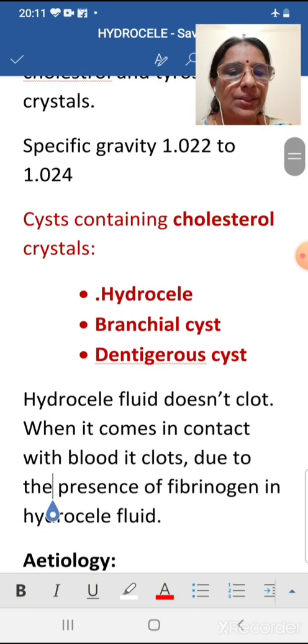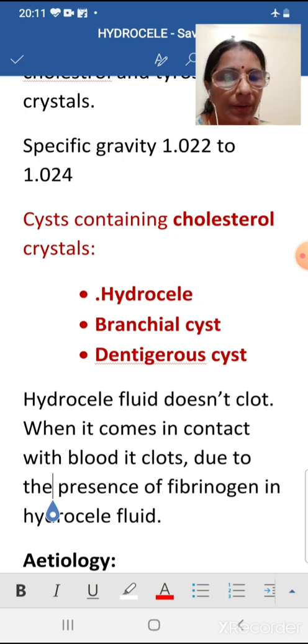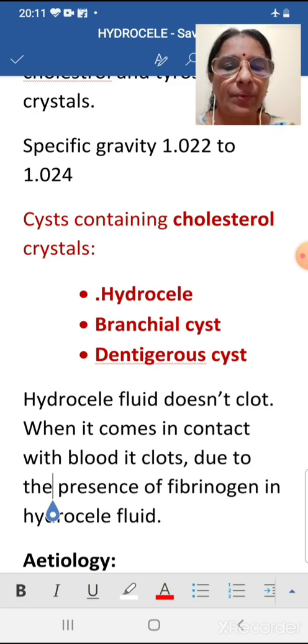The nature of this hydrocele fluid is that it doesn't clot. Even though it contains fibrinogen, it doesn't clot. But when it comes in contact with blood, because of the presence of fibrinogen, the hydrocele fluid clots.